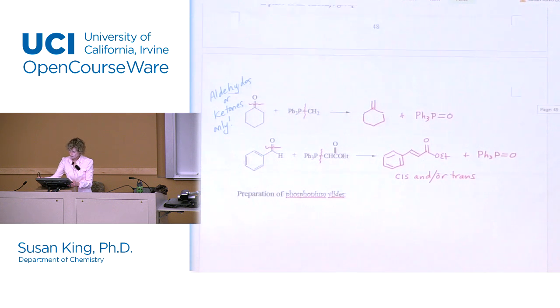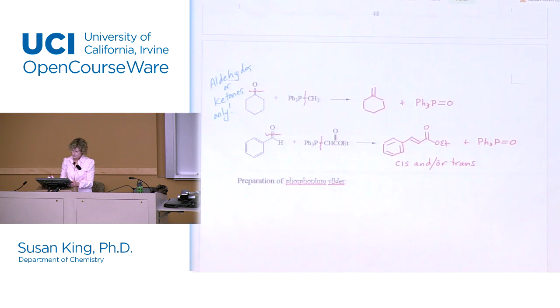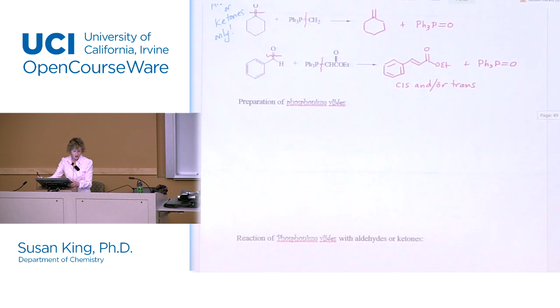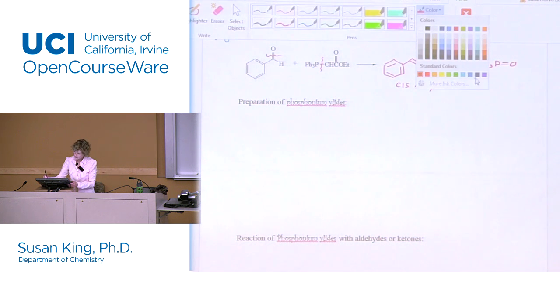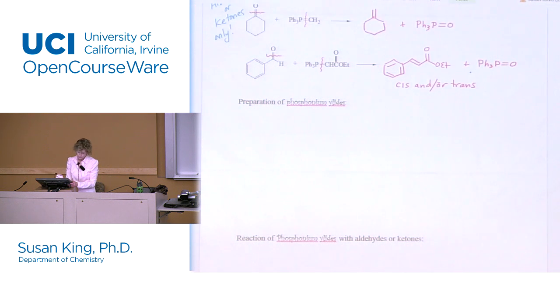All right, so that's the reaction. This is more of a stabilized Wittig, and this is a stabilized Wittig here, and this is an unstabilized Wittig, and this is a stabilized Wittig. So let's talk about, first of all, how we make both types. Preparation of Wittig reagents, or phosphonium ylides, is another name for these.